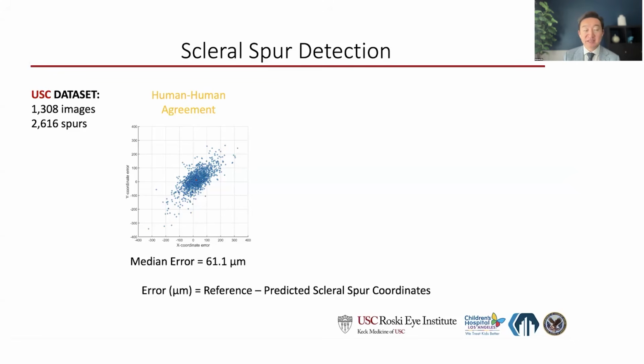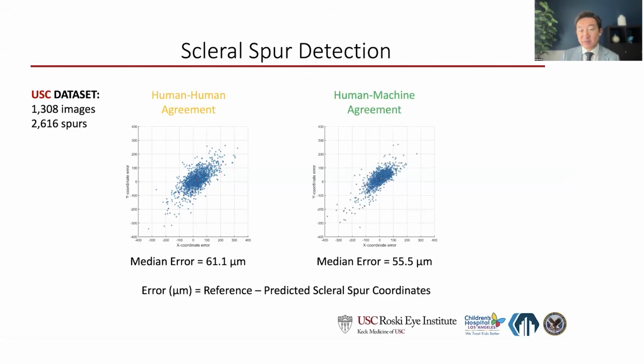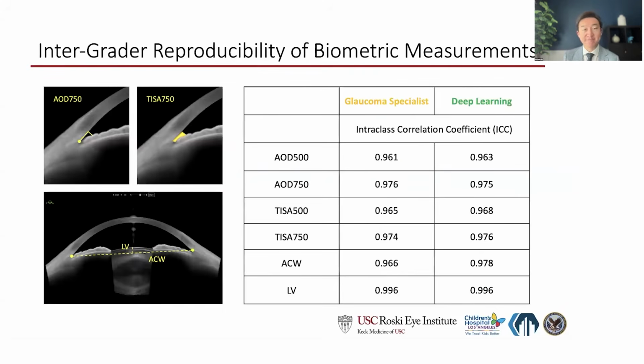This scatter plot shows the human-human agreement, which is the agreement between a reference grader and a glaucoma expert. And we can see that the error by the glaucoma expert, calculated as the reference minus the predicted scleral spur coordinates, was around 60 microns. This scatter plot shows the agreement between the human and the AI algorithm. And we can see here that the scatter plot looks very similar and that the median error is around 56 microns. So at least in terms of scleral spur detection, the AI model simulates a glaucoma expert very closely.